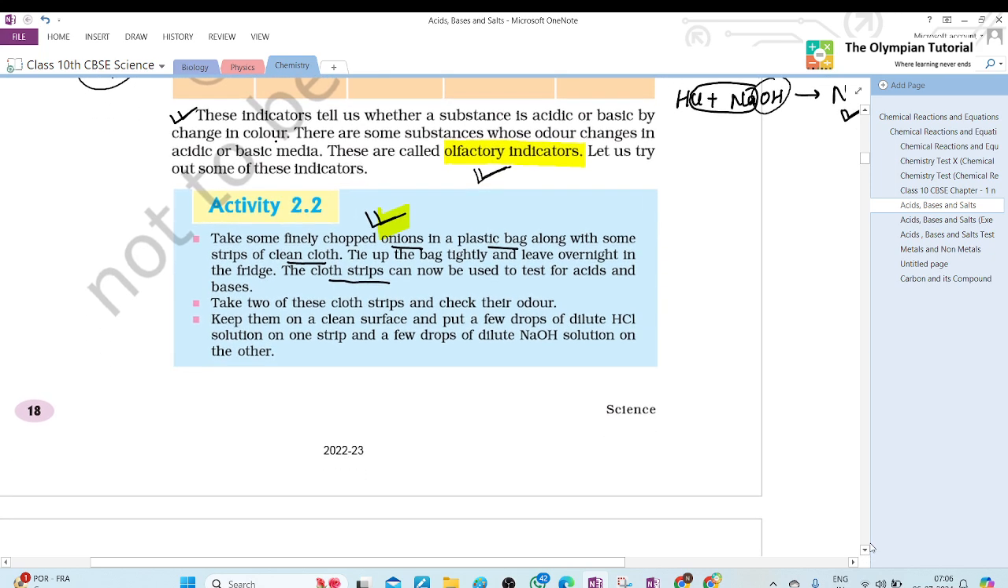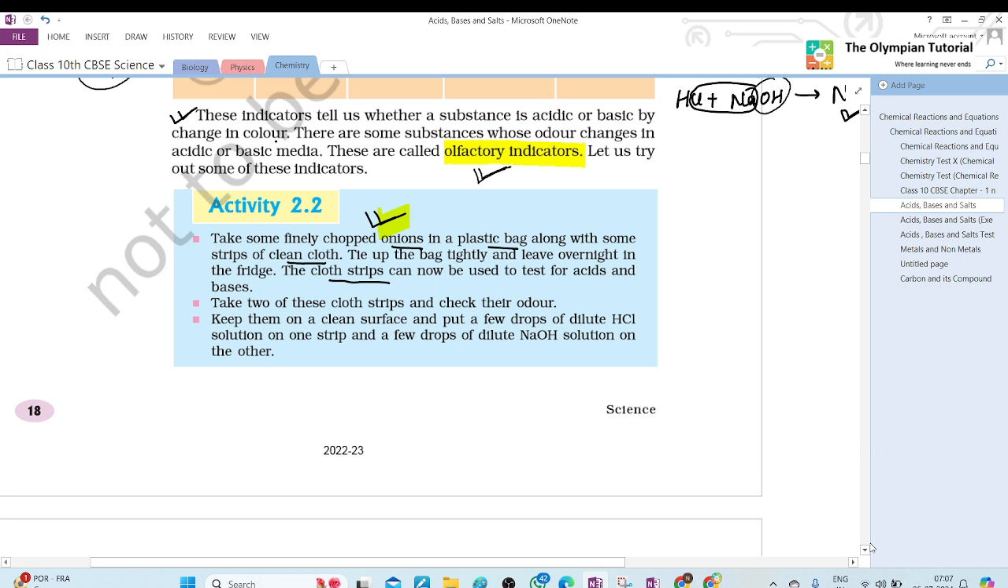Ma'am, I forgot. Olfactory receptors. The word olfactory is related to which thing? Ma'am, receptors. We learned about receptors in control and coordination.